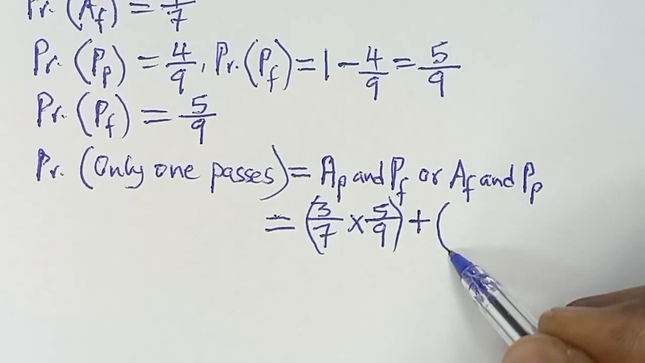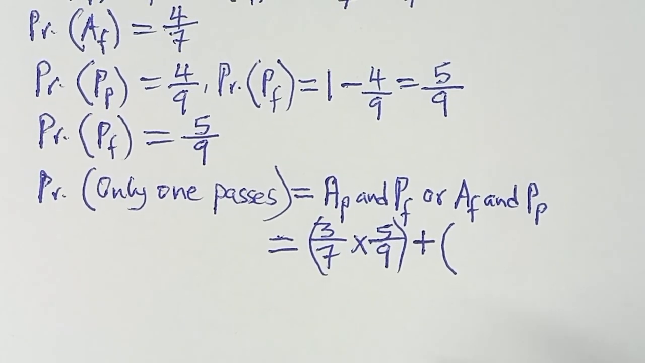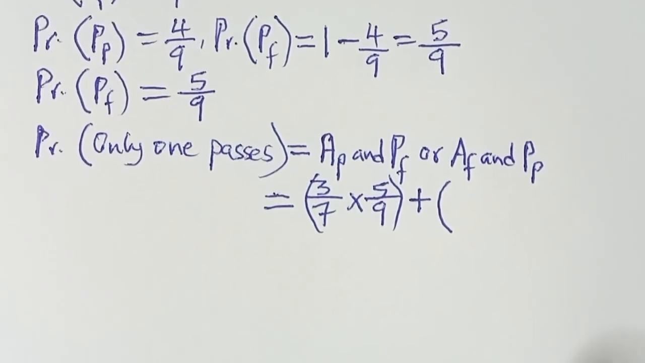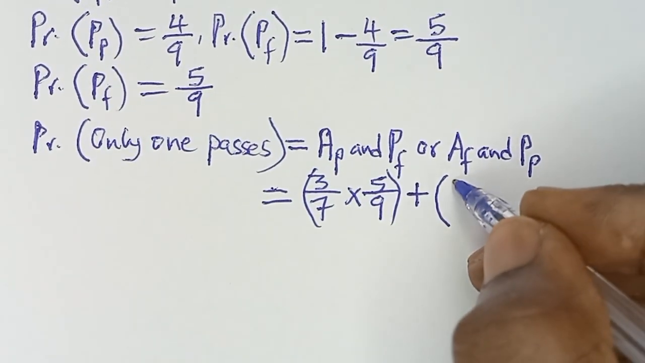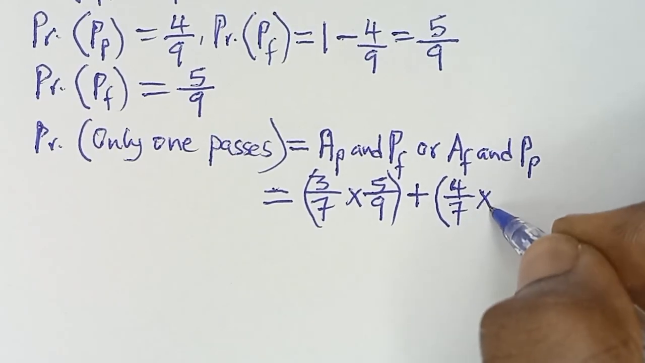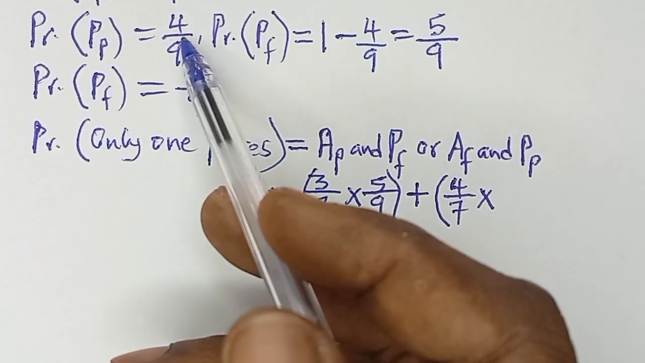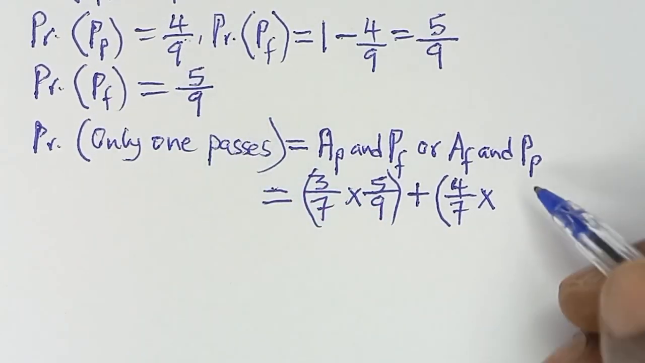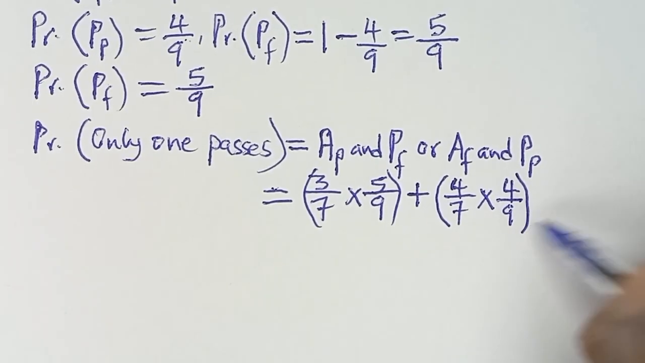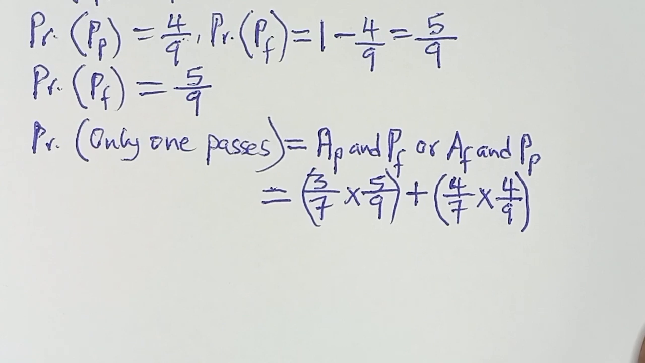Now let's take the other part of it. Aaron fails is given to us as 4/7. So Aaron fails, which is 4/7, and means multiplication, and Peter passes. Peter passes is 4/9. You can see it here, 4/9. So this is just the logic to apply in questions like this under probability.